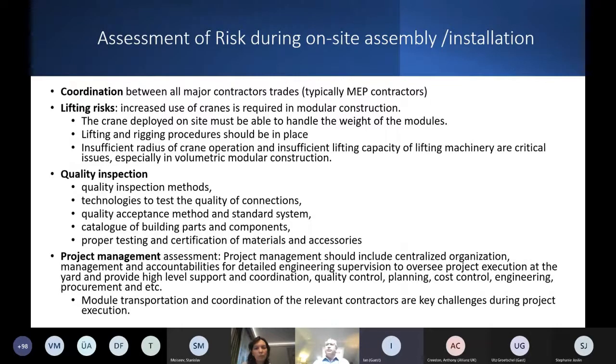Then the risk engineer needs to really look at the project management process, the assessment. How is all of that being managed? Who's managing it? And how is it being managed? How is it being coordinated? All of these are different factors that have to be considered.